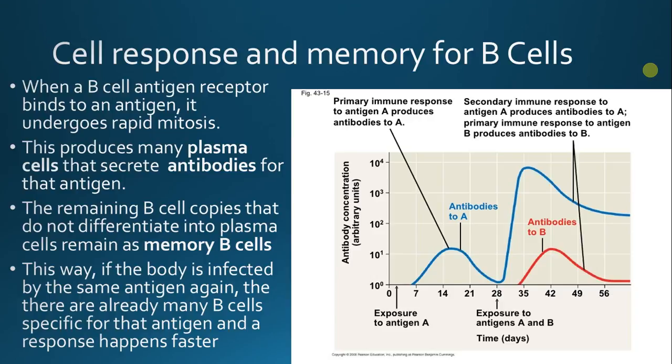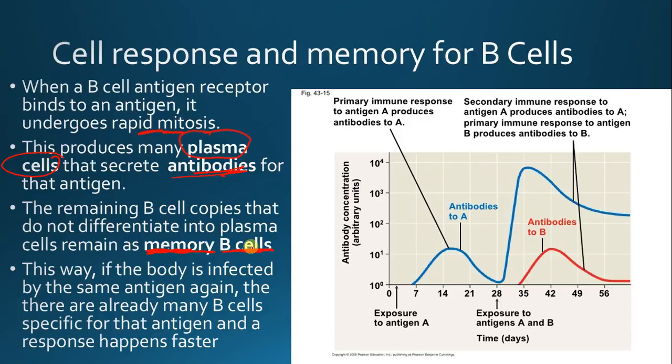So when a B cell antigen receptor binds to an antigen, it undergoes rapid mitosis. And that rapid mitosis produces many plasma cells that then secrete antibodies for that antigen. So now they're binding to all of those different viral or pathogenic bacterial cells. Some of them turn into plasma cells that fight the current infection, but some remain as B cells, and they are called memory B cells.